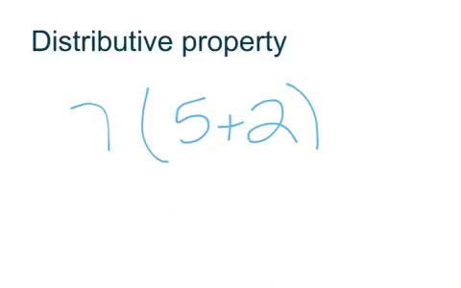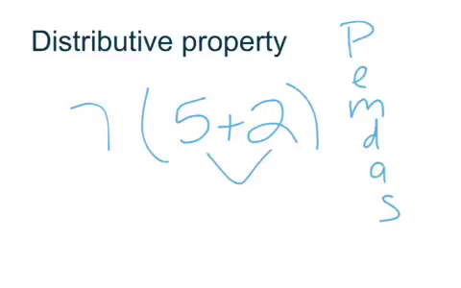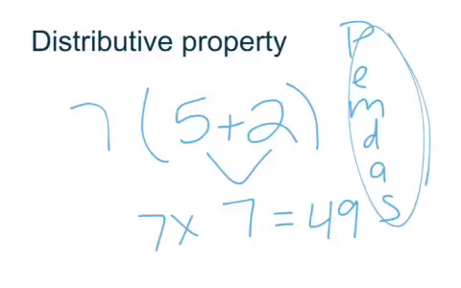I want to quickly talk about the distributive property. When you think about distributing something, it means you're delivering it. So there are two ways to solve this. First, we could do what we've been doing with PEMDAS. We're going to do what's in the parentheses first. So 5 plus 2 is 7. And then we know a number next to parentheses means to multiply. So there we have 7 times 7 is 49. That's using the traditional method.